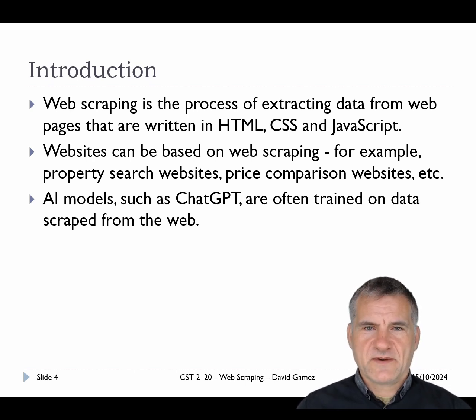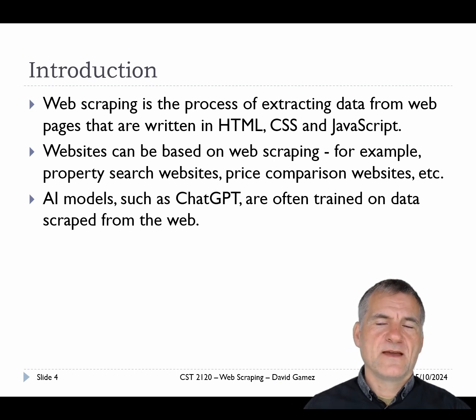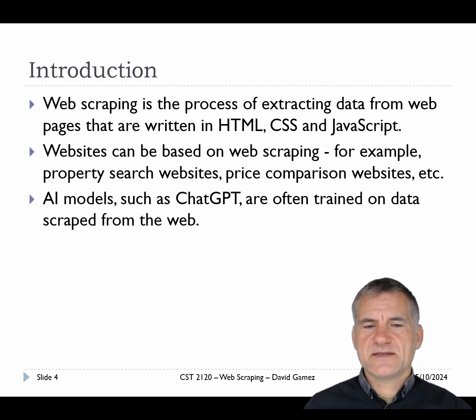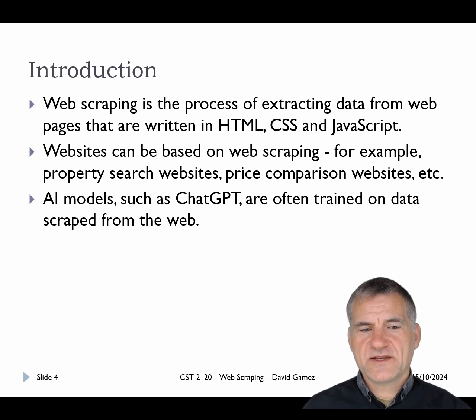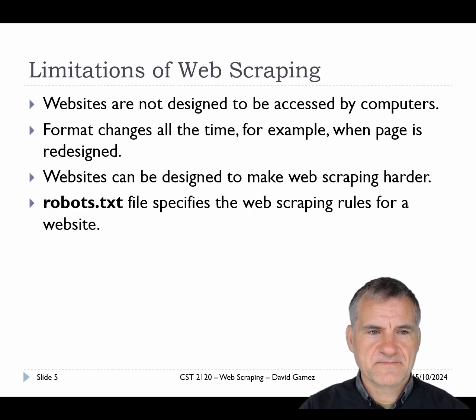Historically, there have been quite a few websites based on web scraping. Property search websites used to scrape all the details about properties from the estate agents' websites. Price comparison websites typically will grab data from different websites selling different products. Money supermarket is similar technology, yeah? And in the middle of this AI boom at the moment, things like ChatGPT are often trained on data that's been scraped from the web. There's a thing called the Common Crawl repository, which is like the entire web archive. So they often take these enormous archives of data from the web and use them to train AI models.